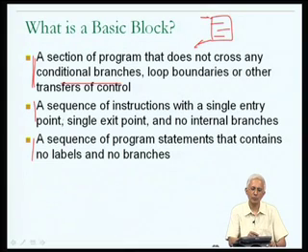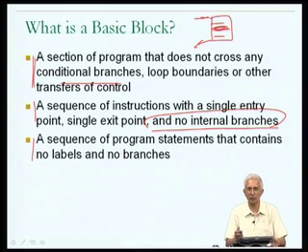Similarly, it could be described as a sequence of instructions with a single entry point, single exit point, and no internal branches. So this no internal branches is an additional observation. You notice that from our first explanation I had said that you could only enter a basic block from the first instruction and you could only leave by the last instruction. But if there was a branch within the basic block, then you could have left from within the basic block, and therefore there can clearly be no internal branches. So this is also consistent with our previous explanation.